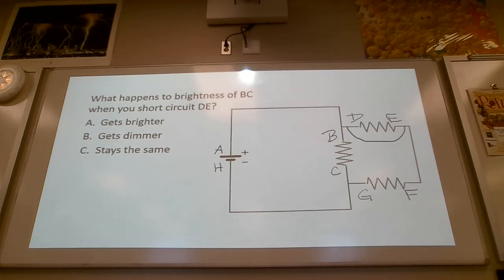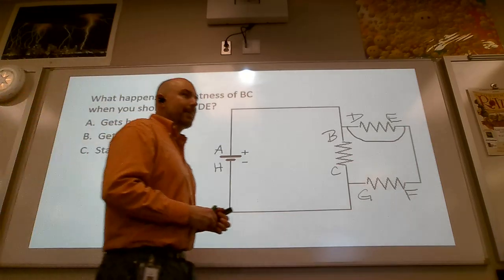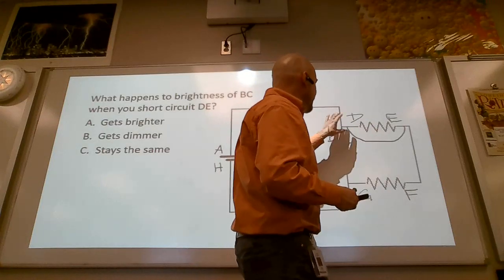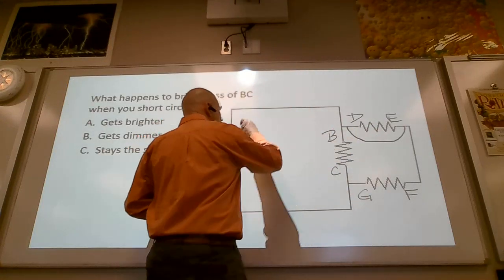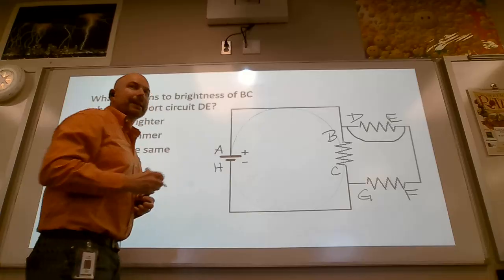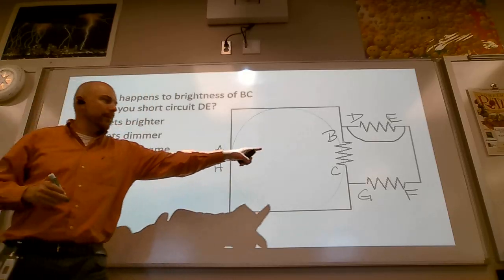The resistance on that part. Correct answer is? Correct answer is C. Stays the same. This is independently hooked up. Does not matter what happens in this branch. This loop, voltage gain equals voltage drop, did not change. 10 volt gain, 10 volt drop.